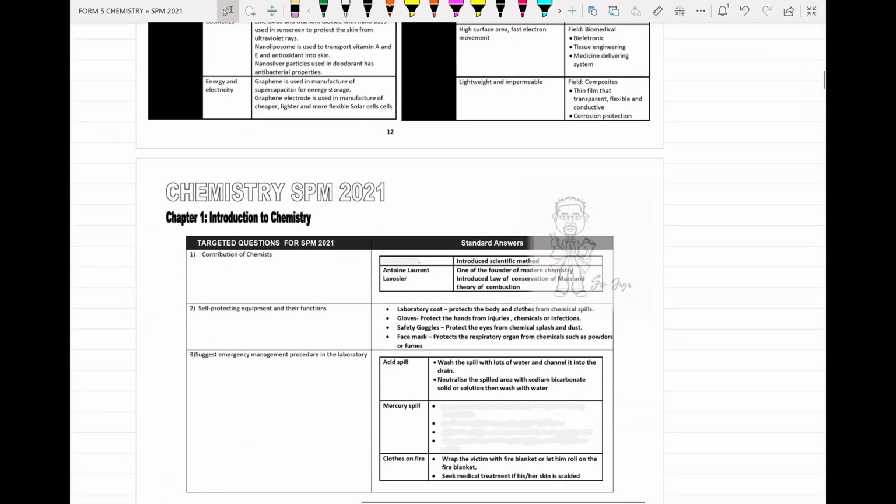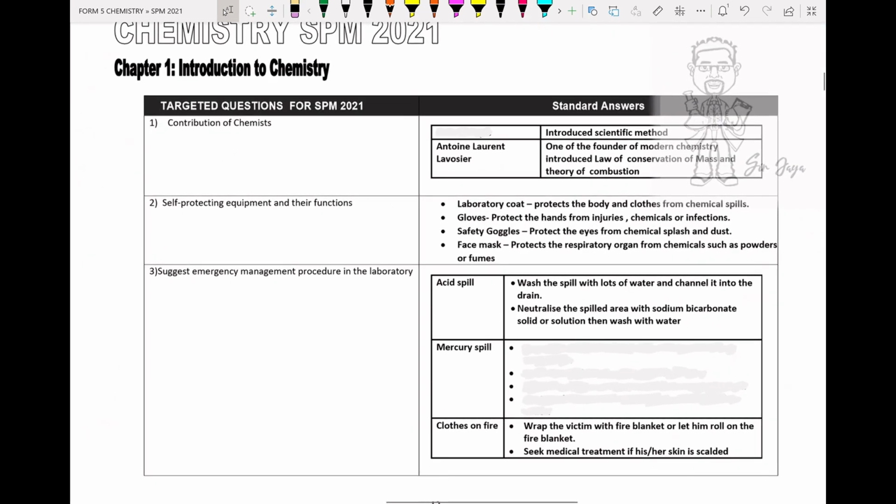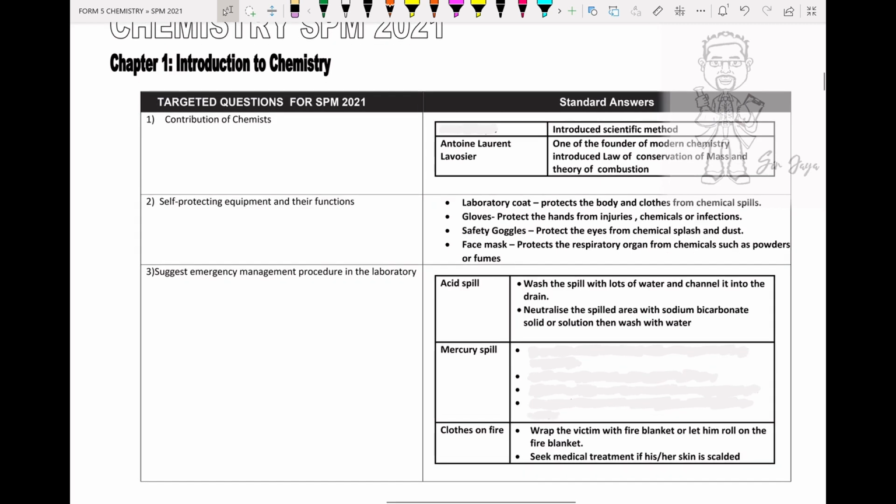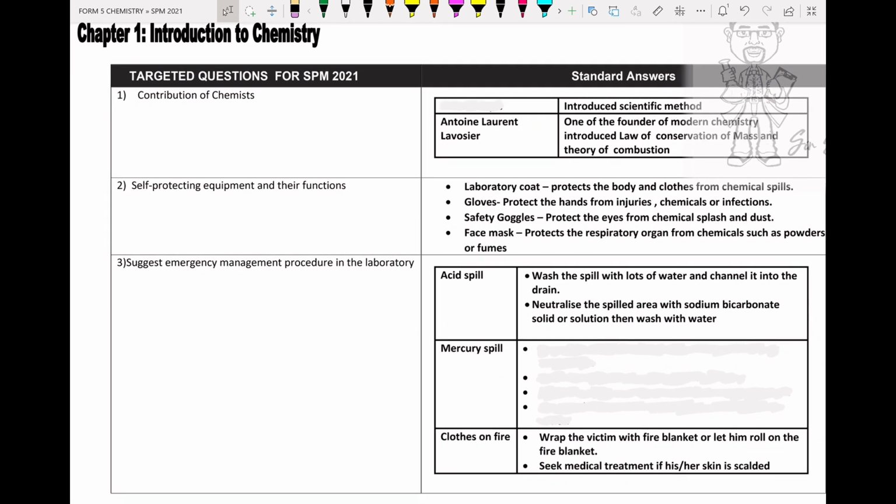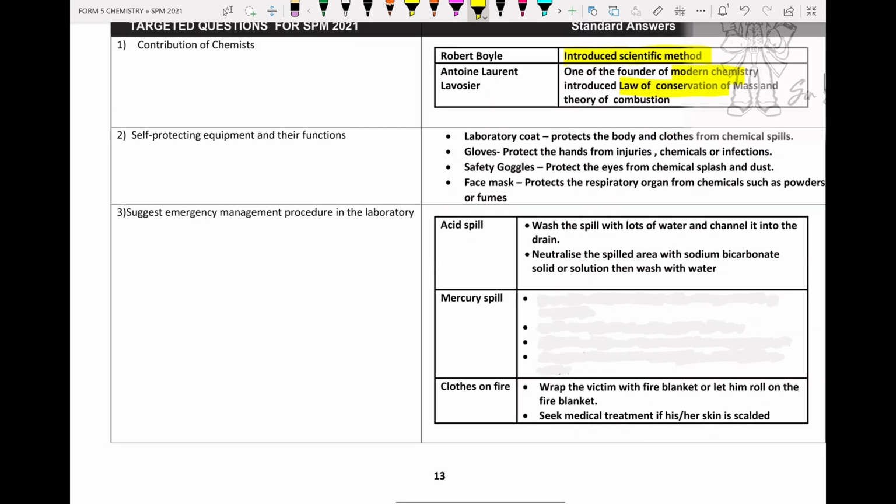All right, so we move on to the first chapter. This year I'm expecting Chapter 1, Introduction to Chemistry, to come out in your SPM. The first thing students must remember is the contribution of chemists. The chemist who introduced the scientific method was Robert Boyle. Antoine Lavoisier, remember, is one of the founders of modern chemistry. He introduced the law of conservation of mass and the theory of combustion.